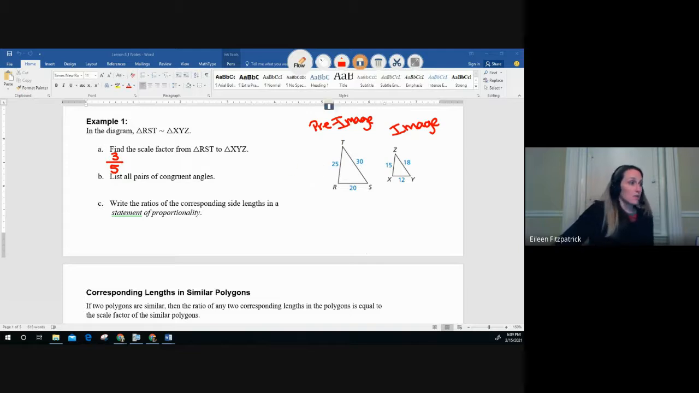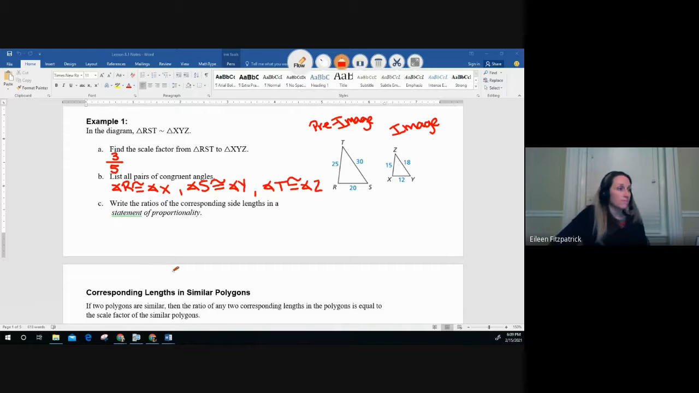List all pairs of congruent angles. We already had marked them, but now I'll list them. And I'm actually just going to look at the letters up here. I'm not even going to look at the diagram. So angle R is congruent to angle X. And angle S is congruent to angle Y. And angle T is congruent to angle Z.